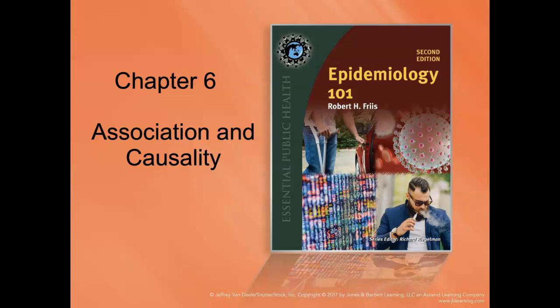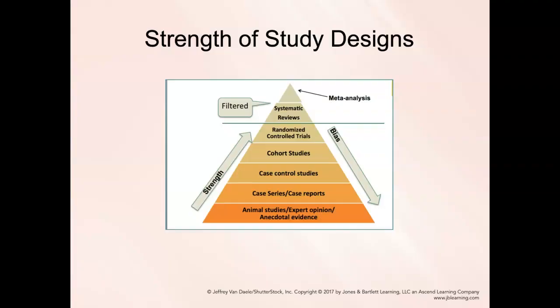In this module, we're going to talk about association and causality. A lot of this material is based off of chapter 6 in your textbook, so please make sure that you read that chapter before starting this module so you have a basic understanding of some of the concepts that we're going to be covering.